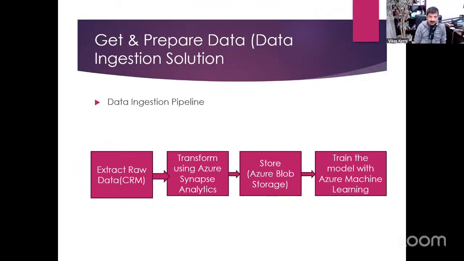The next part is to get and prepare the data, with a data ingestion solution. Data ingestion pipeline. When we set up a data ingestion pipeline, we extract data and then we can transform it using Azure Synapse Analytics. We can store it in Azure Blob storage, and then we can train the model with Azure Machine Learning.